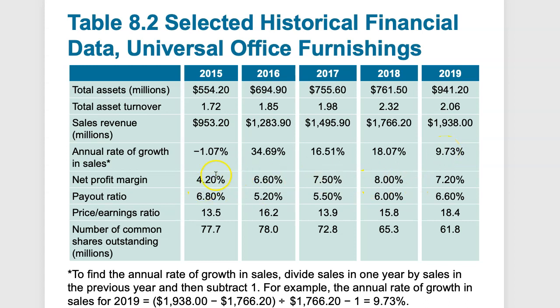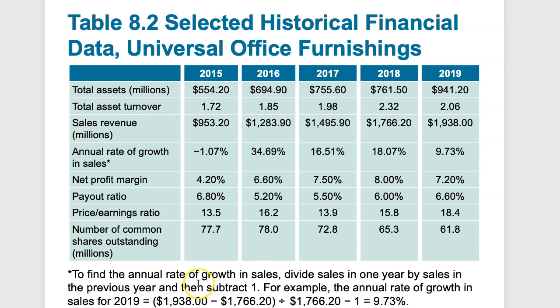Profit margins are increasing until 2019. Payout ratios, these are the actual payout ratios for each of the years, 2019 being 6.6%. Then the price to earnings ratio for the company, and we see that it's moving up nicely in 2019. And then the number of common stock outstanding. You see that the actual number of common stock outstanding is declining after 2016, and that's because they're probably buying back stock.